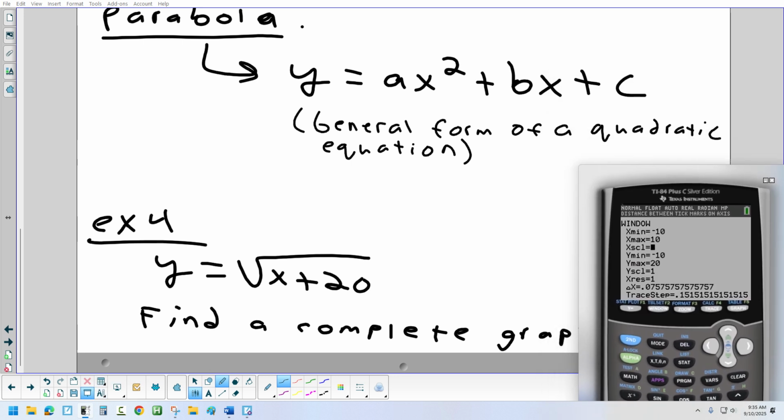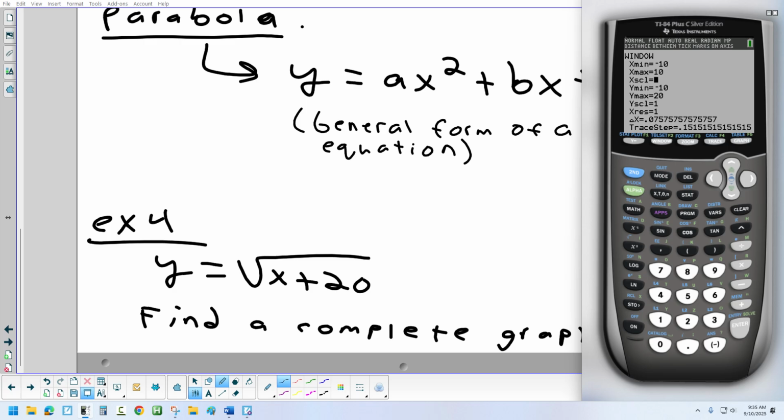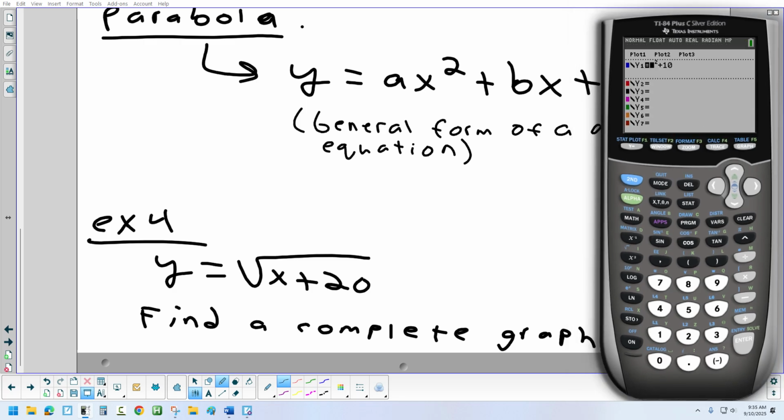So first thing is we have to figure out where the square root is. So go to y equals, clear that old graph. Does anybody know where the square root button is? Yep. It's a second and then the square button. Yep, it's second, and then the x squared button, which is the fifth one down on the left. And we're going to type in x plus 20, just like that.